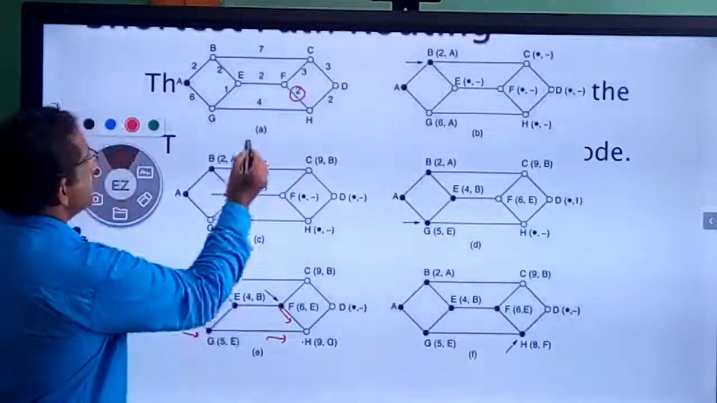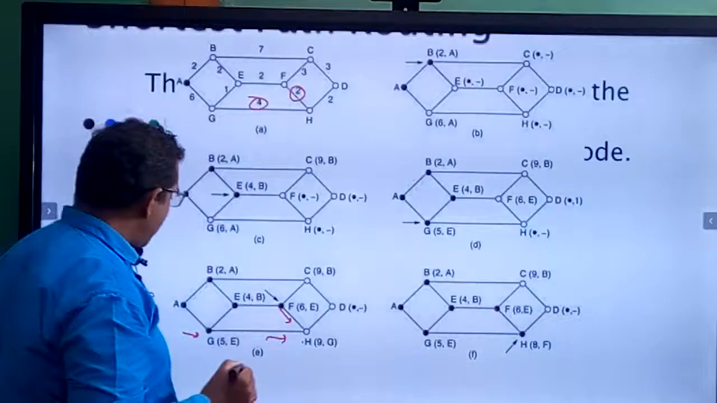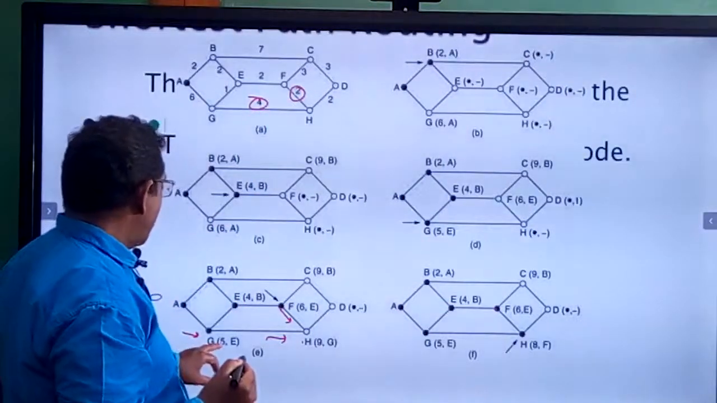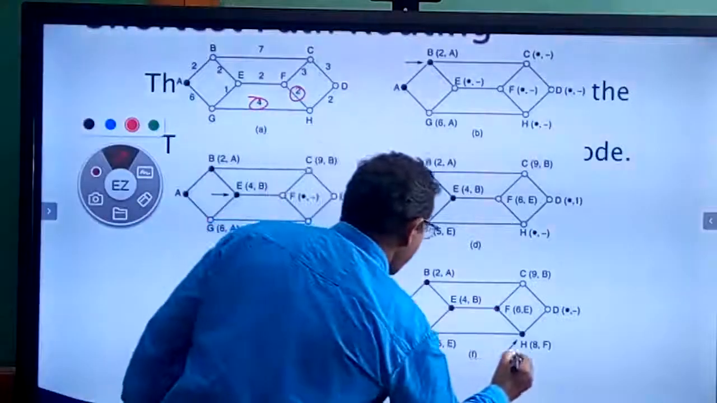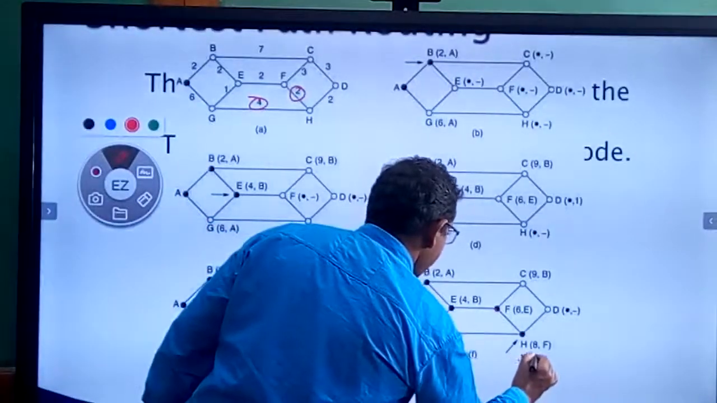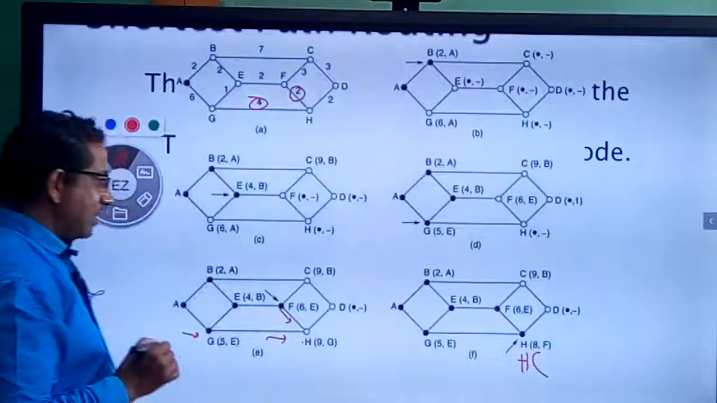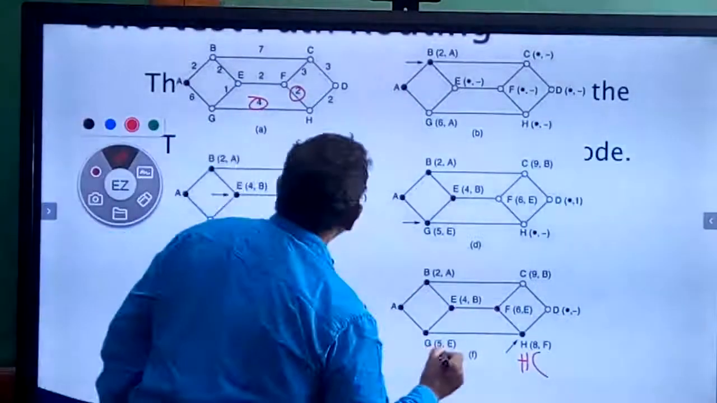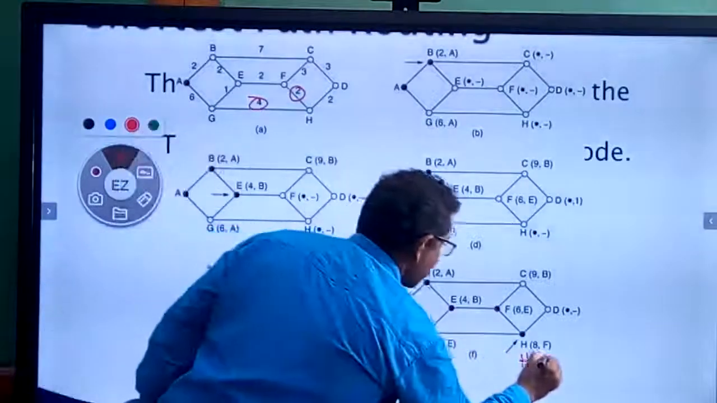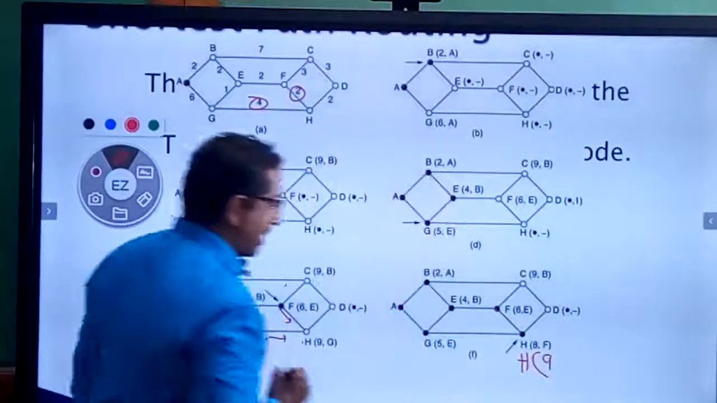What is the distance between G to H? It is going to be 4. Therefore, up to G it will be 5. So 5 plus 4, it is going to be 9. So therefore, what value can I have for H? It is 5 is the distance plus 4. That means 5 plus 4, it will be 9. That means I will be writing here as 9.